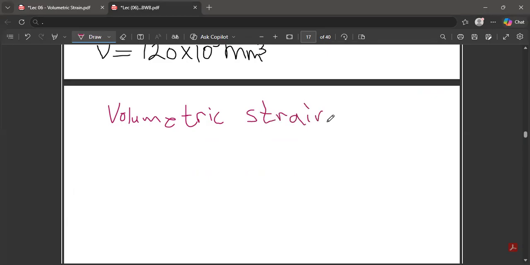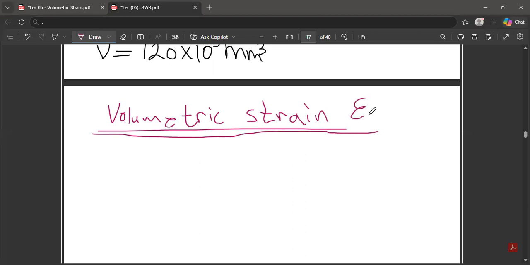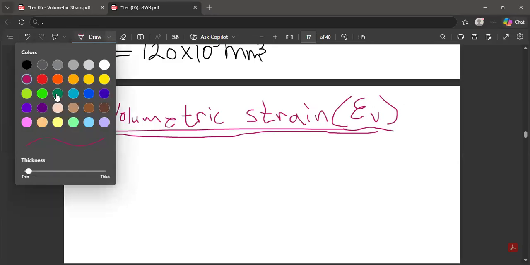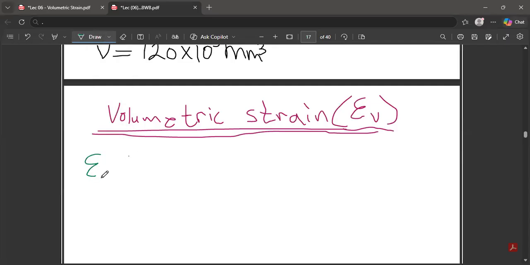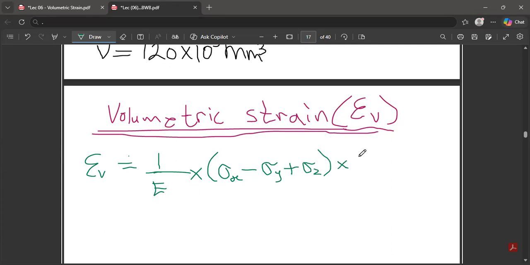So our volumetric strain, this is what we are talking about. Finally, we can put down the formula. The formula we are using in this case is 1 over E, times the stress at X minus stress at Y plus the stress at Z, bracket close, all multiplying 1 minus 2 mu.